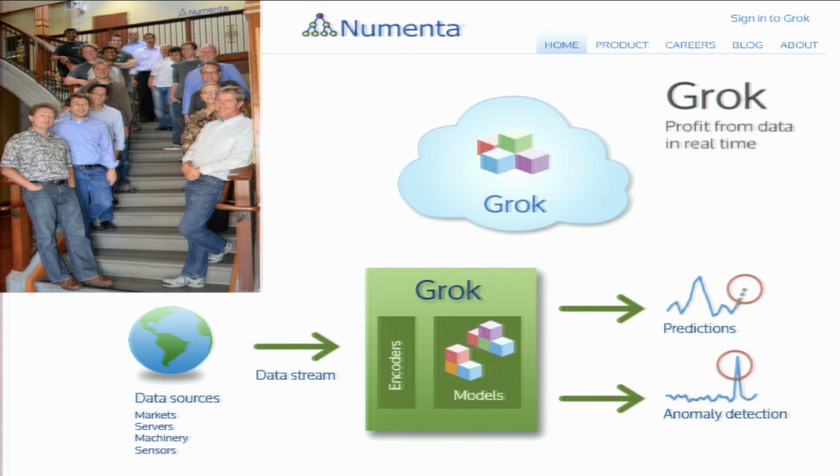But it turns out that NuPIC is kind of difficult to use, so the company renamed itself Grok and created a system that automatically takes data sources from the real world, encodes that data stream using autoencoders, builds models of that data, and then can do prediction and anomaly detection. So let's take a look.